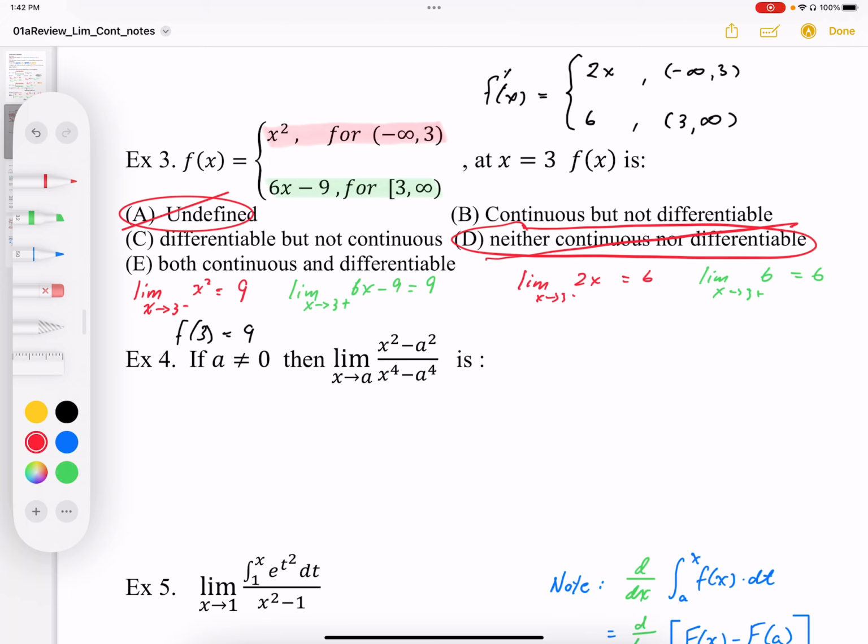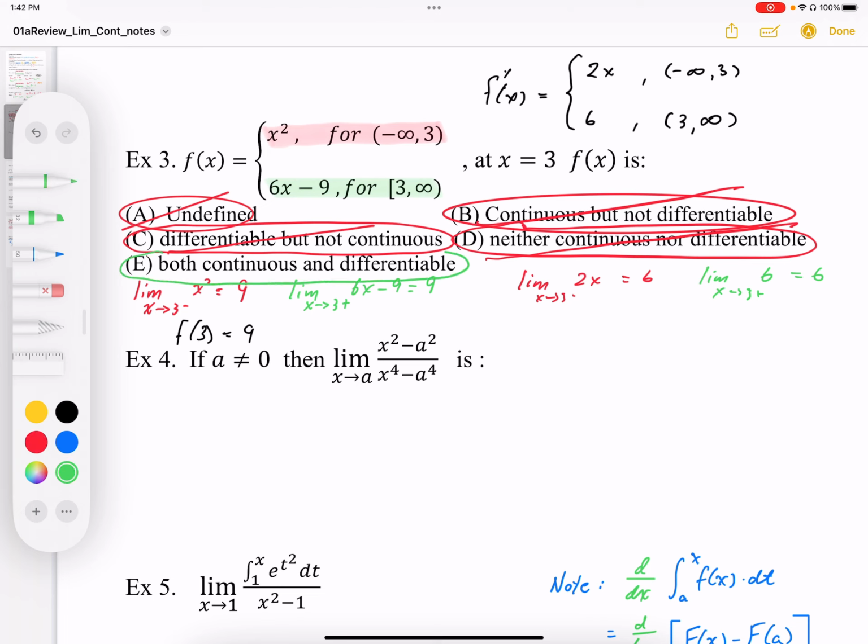So getting rid of a few more of these. Differentiable but not continuous: we already established it's continuous. We established it is differentiable, so we can get rid of that one. And so we know that the answer must be both continuous and differentiable, so the answer is going to be E.